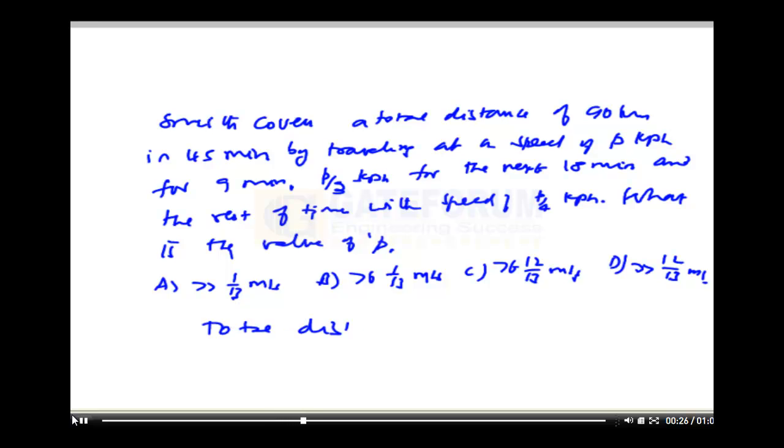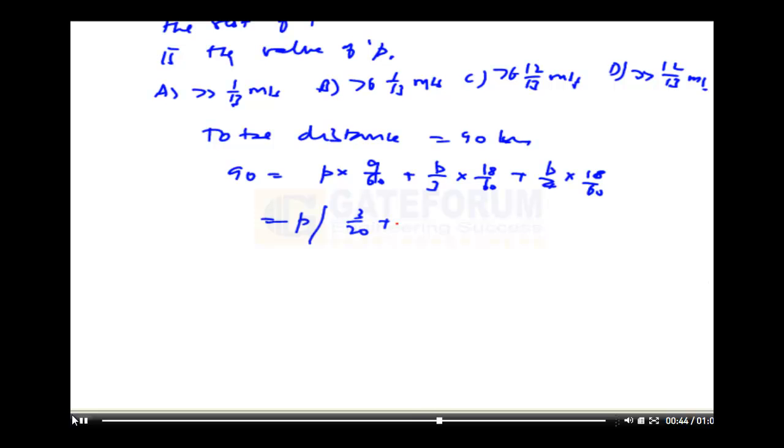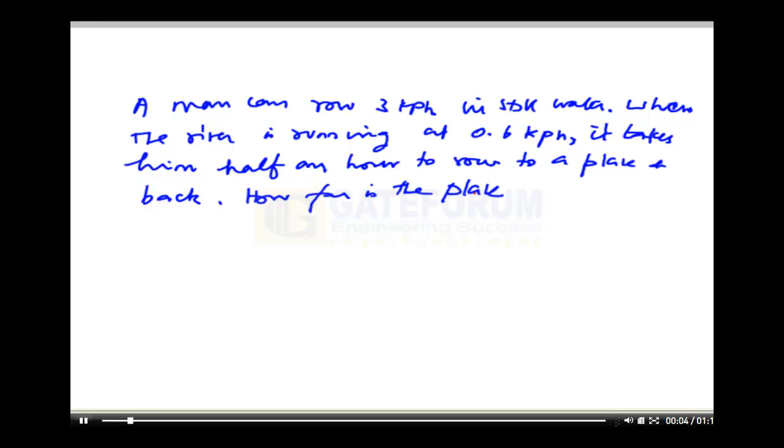Total distance covered is 90 kilometers. So you can write 90 is equal to P into 9 by 60, converting into hours, plus P by 3 into 18 by 60, and the remaining will be 18 minutes. So if you take P out, you get 3 by 20 plus 1 by 10 plus 3 by 40. Simplifying, P is equal to 90 into 40 by 13 kilometers per hour. Converting into meters per second, multiply by 5 by 18, we get 76 12 by 3 meters per second.